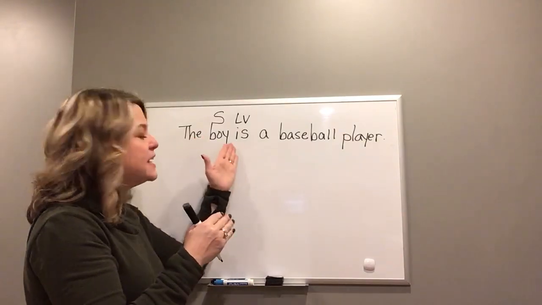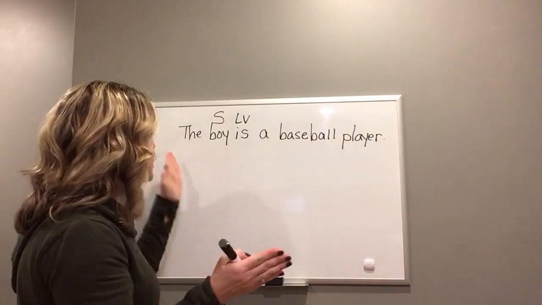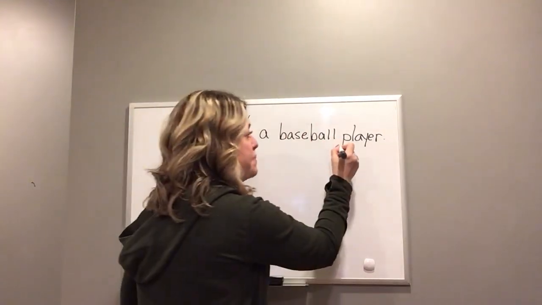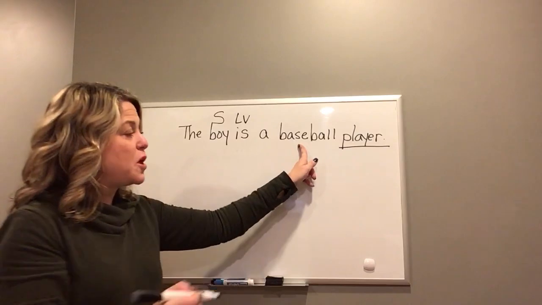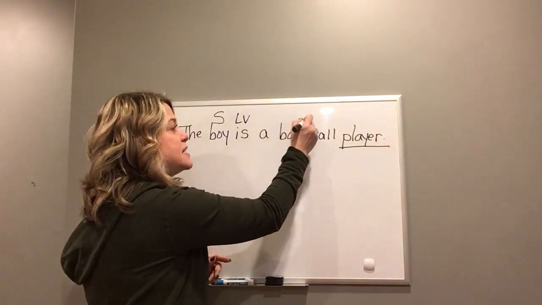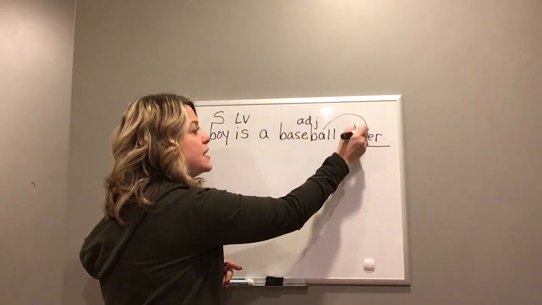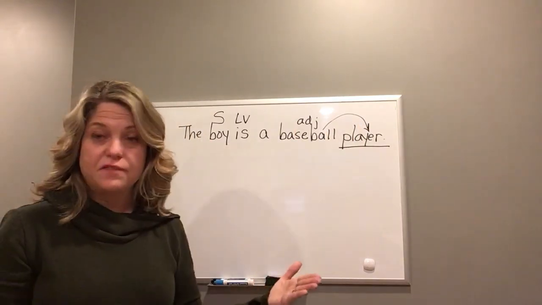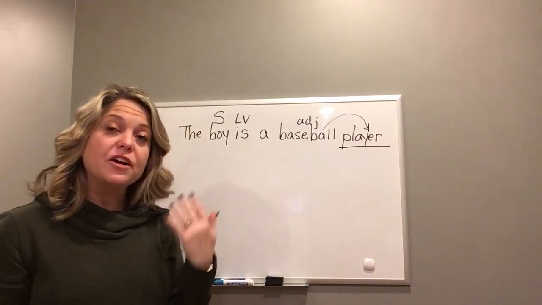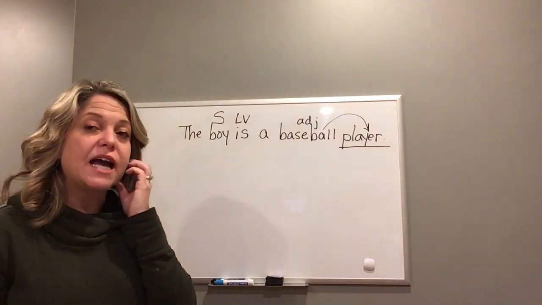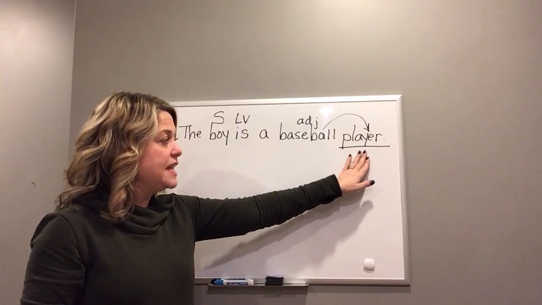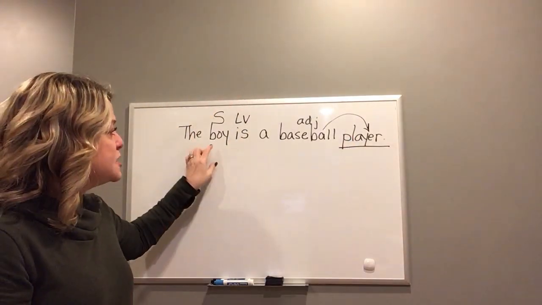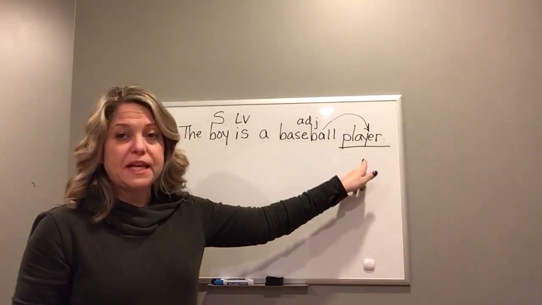So, the boy is, it will also answer the question what. The boy is what? He is a player. A baseball player in particular, but baseball is an adjective that describes player and tells us what kind of player. So it is just a regular adjective modifying player. But player is a special kind of noun. It is a noun, but it renames boy because the boy is the player.